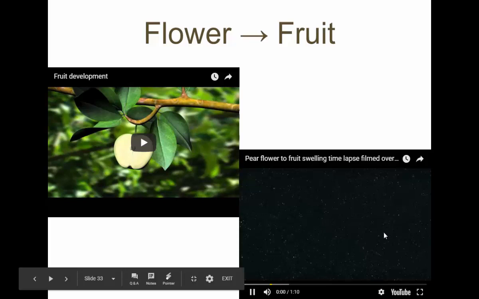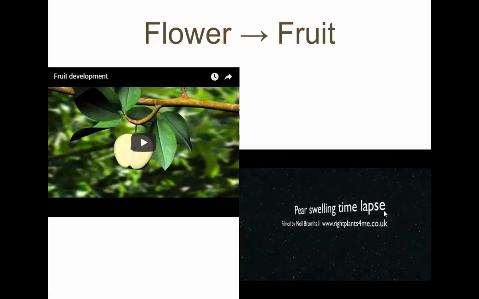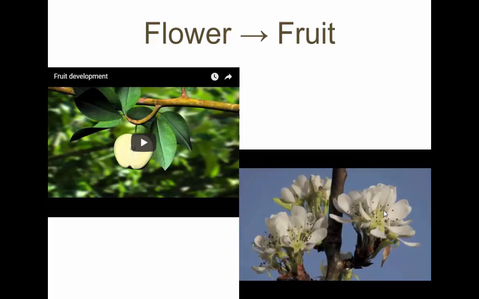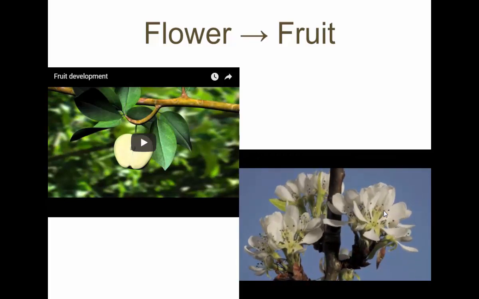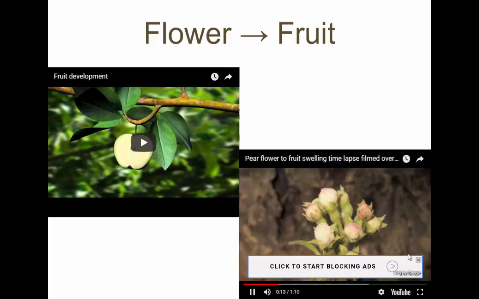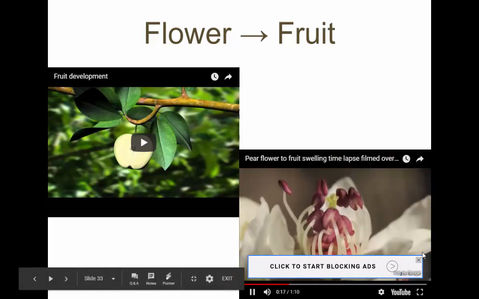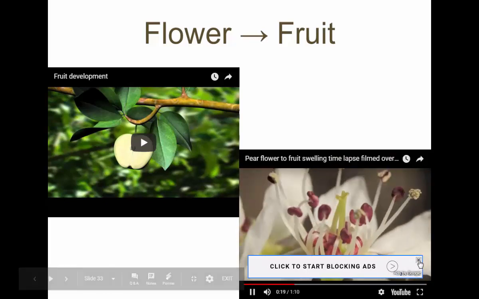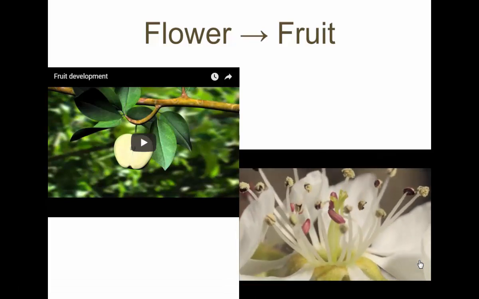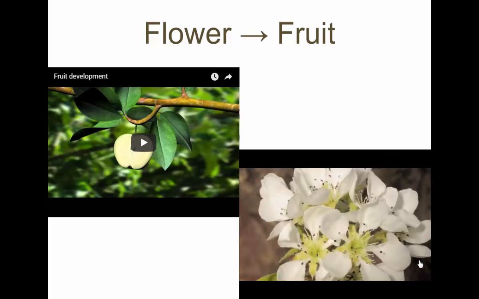This is time lapse, so it's filmed over a period of time. You can see a few different things. You see the flowers. These are all pear flowers. You can see the pistil in the middle. What are all these? Stamens. Yep.